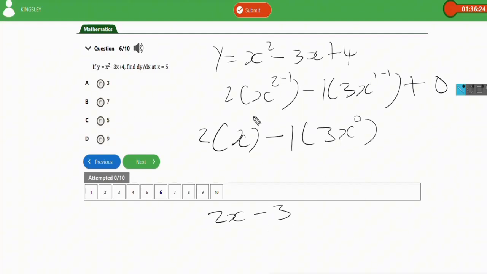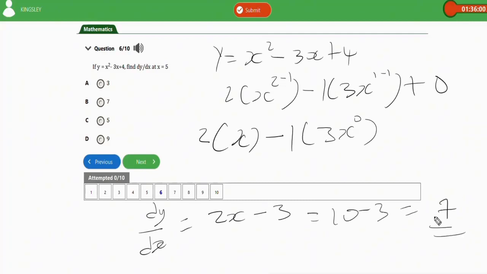Remember, we are evaluating, we have our dy over dx, which will give you this. Remember we are evaluating at x equals 5. So where you see x, you plug in 5. When you plug in 5 here, this will give you 2 times 5 is 10, so 10 minus 3. It will give you 7. So the correct option in this question is option B, 7. It's as simple as this. So let's wipe this now and solve the next repeated question.